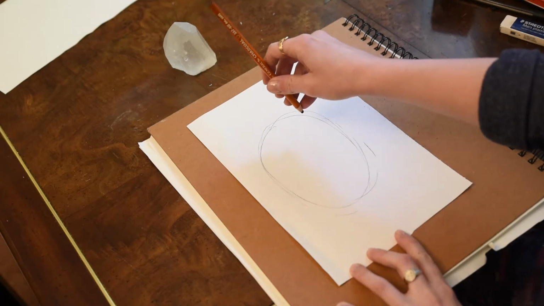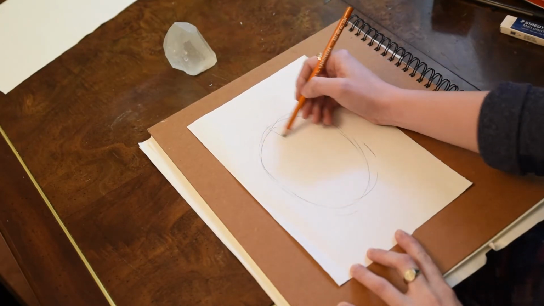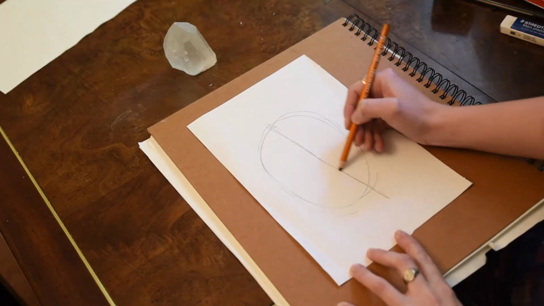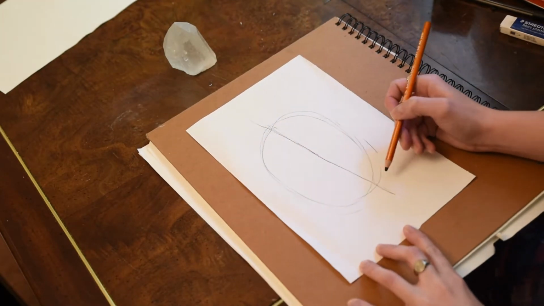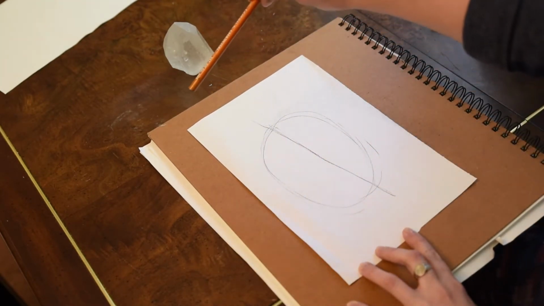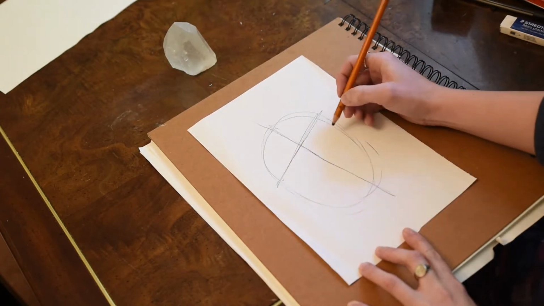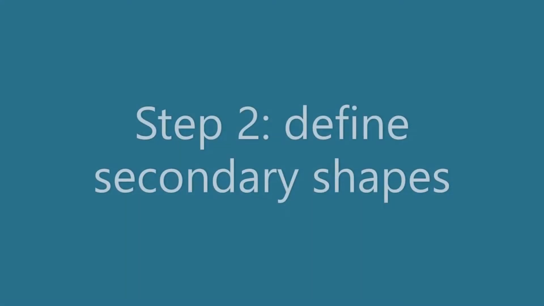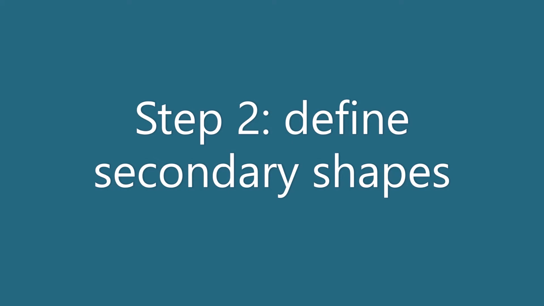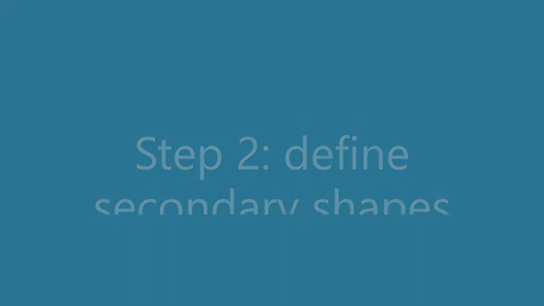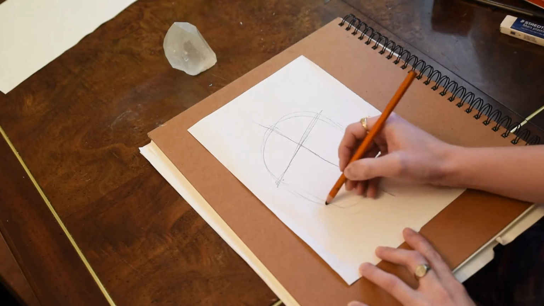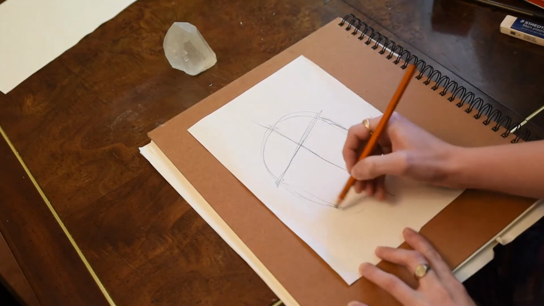Then I define the axes, which will help me determine the relationship between height and width. Notice I'm lining up my pencil with the subject to determine the angles of the axes. When sketching in this step, I'm making very light, short marks with my pencil because these lines will likely not remain in the final drawing.